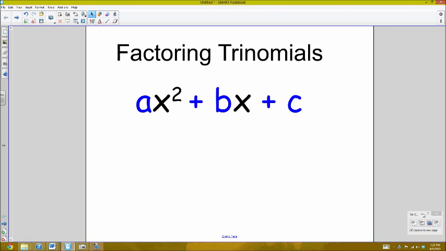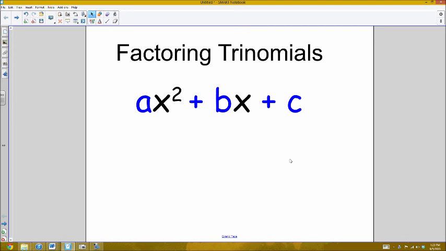Now, a trinomial is basically any polynomial expression that has three terms in it, just like this one here, ax squared plus bx plus c. In this example, the a, the b, and the c represent number values or constants that would be the coefficients of each of those terms.